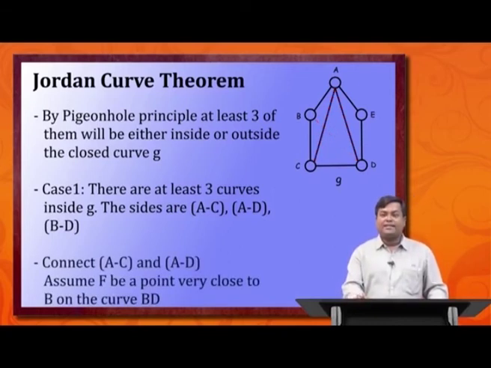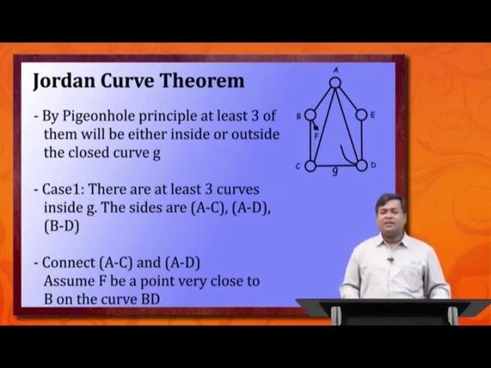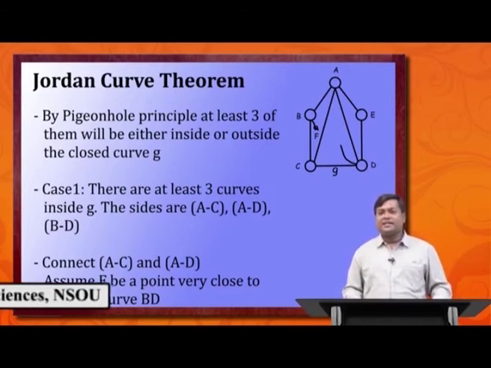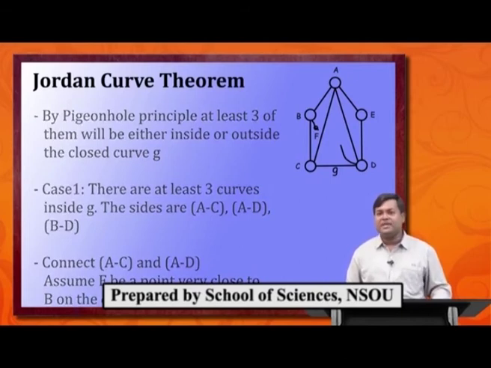Now connect AC and AD. Now assume F is a point which is very close to B. So why have we considered it? Because we have considered F very close to B, so that there is no intersection in between B and F. That means F is very, very close to B.